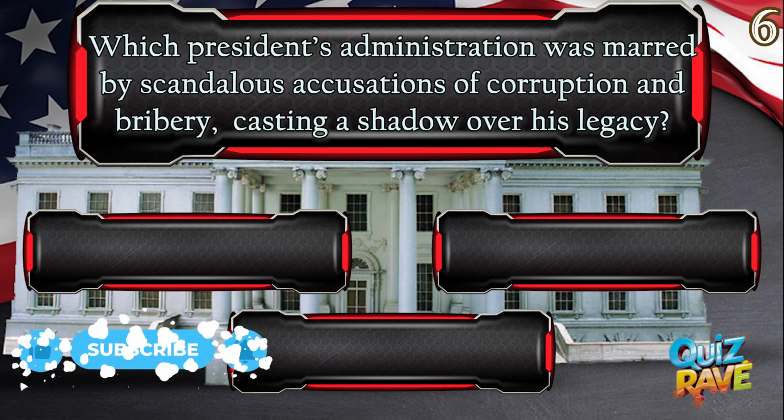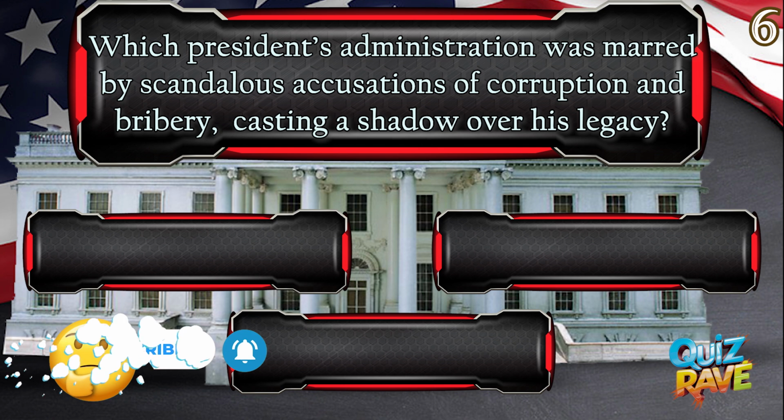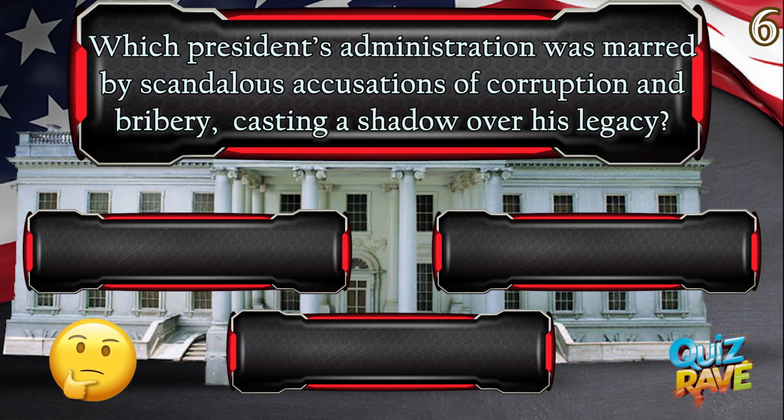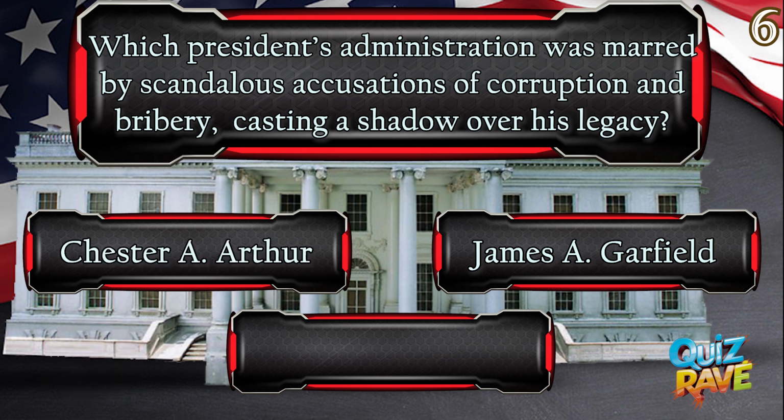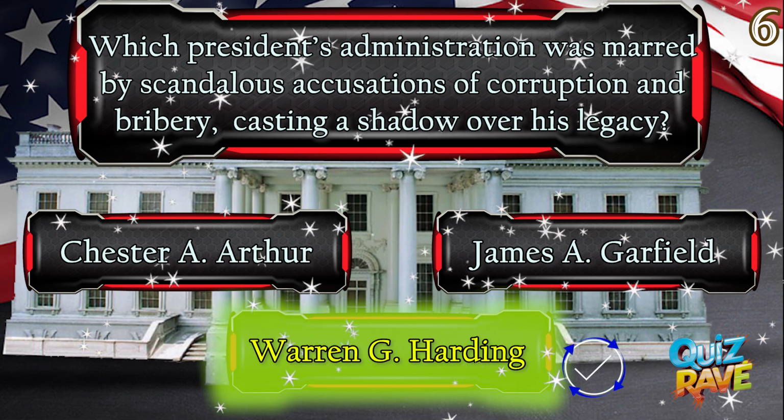Which president's administration was marred by scandalous accusations of corruption and bribery, casting a shadow over his legacy? James A. Garfield, Chester A. Arthur, Warren G. Harding. Correct answer, Warren G. Harding.